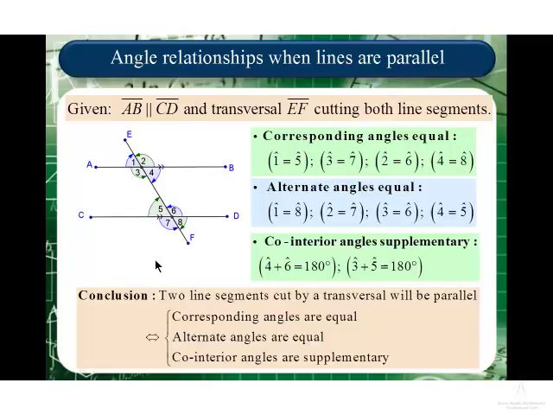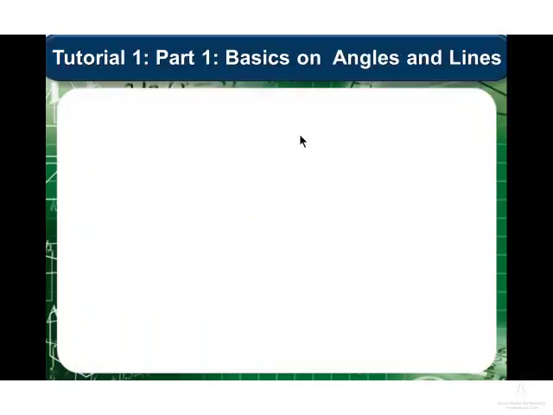So the conclusion then is, when two line segments are cut by a transversal, and these line segments that you start out with are parallel, corresponding angles are equal, alternate angles are equal, and also co-interior angles are supplementary. I think you should be ready now to tackle the problems of tutorial 1.